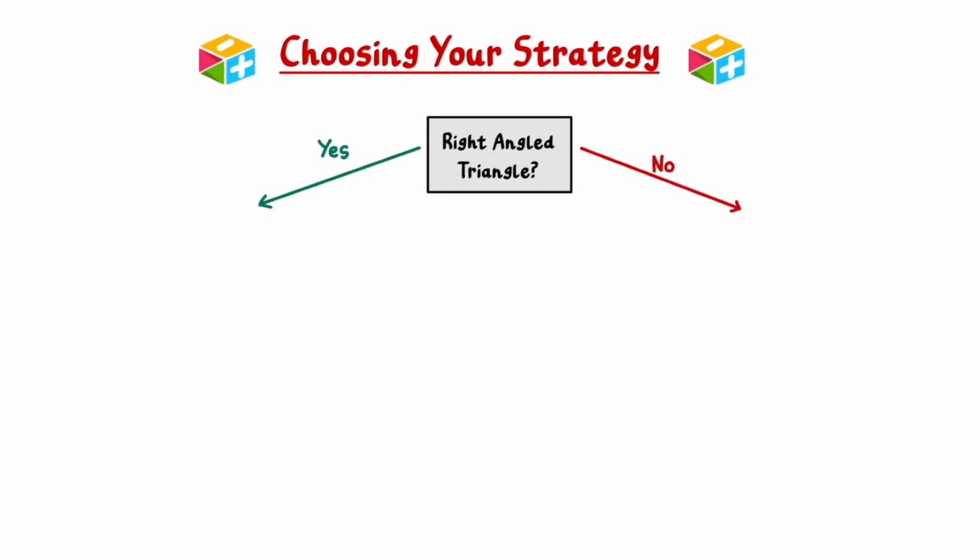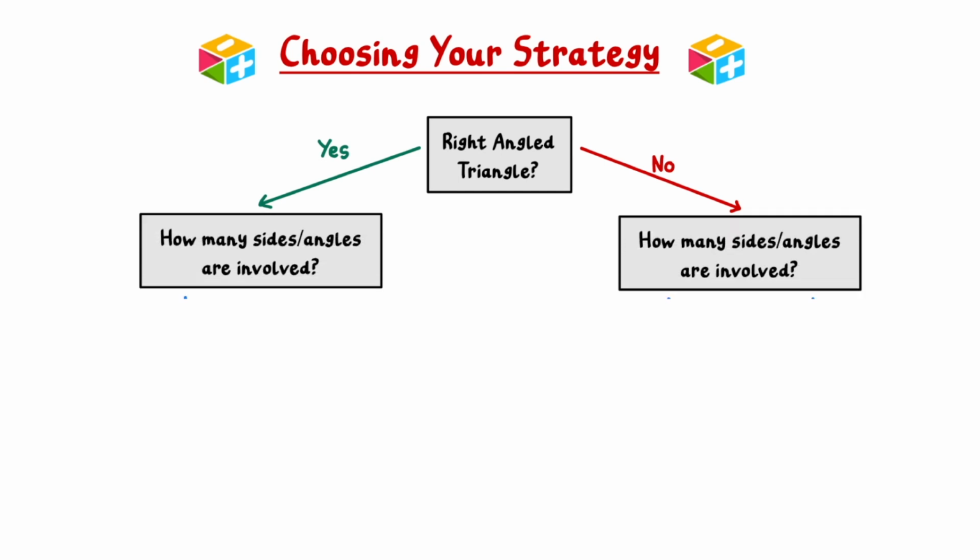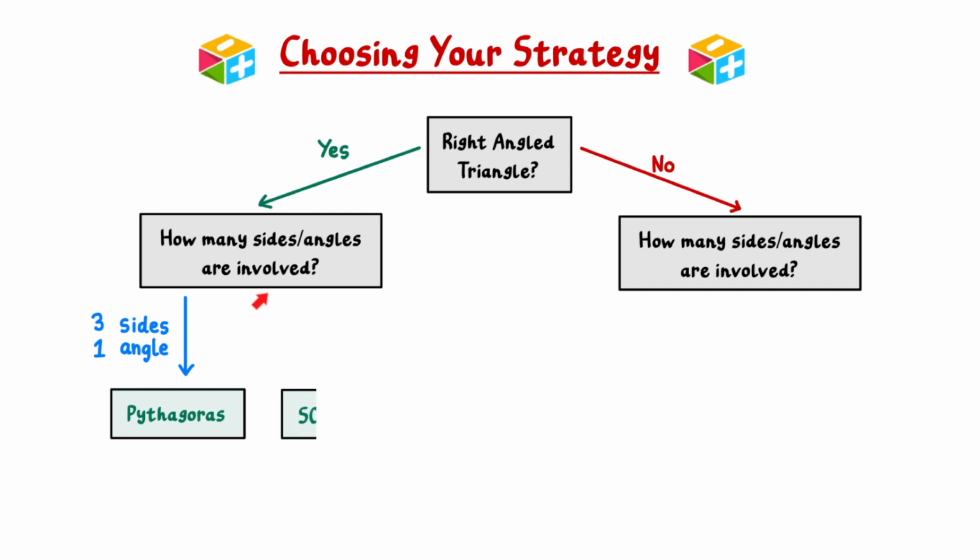When presented with a triangle, the first question to ask is whether or not it contains a right angle. The second thing to investigate is how many sides and angles are involved. Considering the case of a right-angled triangle, if 3 sides and 1 angle are involved, then we should use Pythagoras' theorem. On the other hand, if 2 sides and 2 angles are involved, then we should use the SOHCAHTOA method.